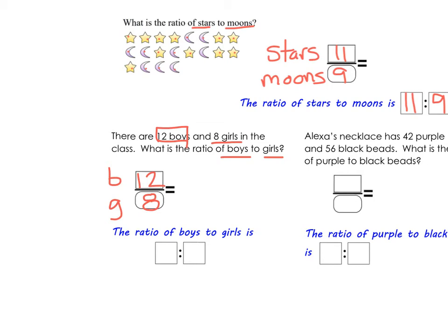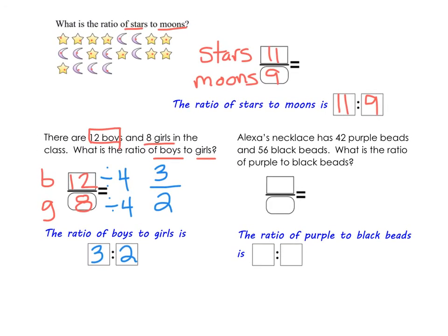All right, now I can see I can simplify my ratio because 12 and 8 both have 4 in common. So I'm going to divide them both by 4. And 12 divided by 4 is 3, and 8 divided by 4 is 2. So my simplified ratio of boys to girls would be 3 to 2. And let's go ahead and look at this last problem here.